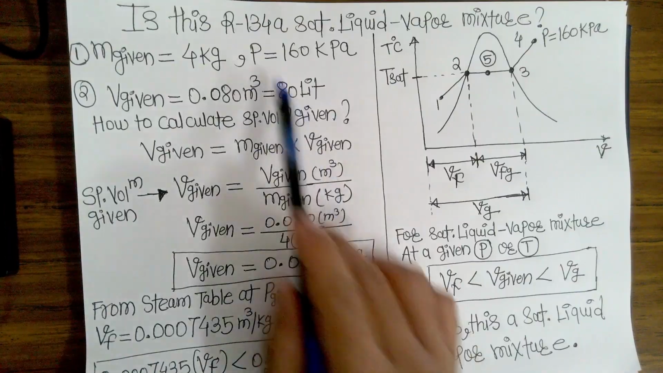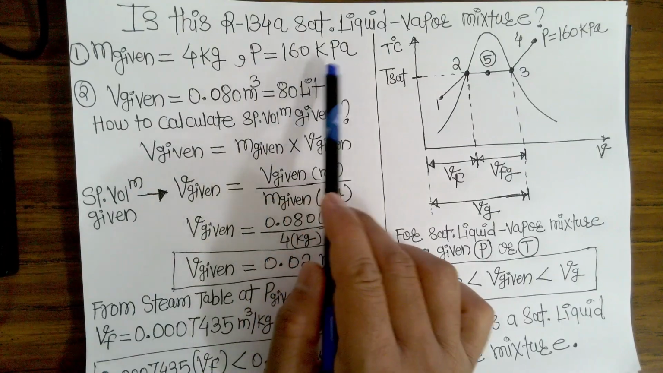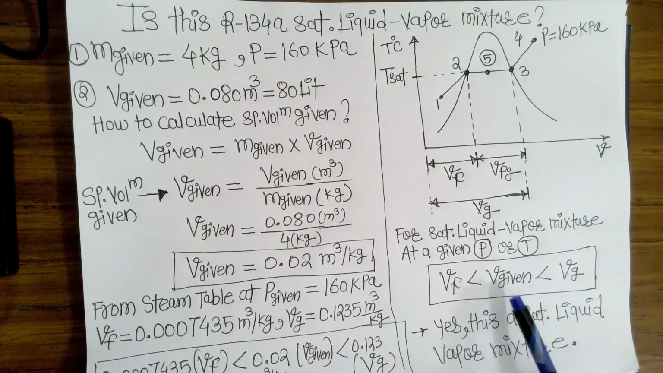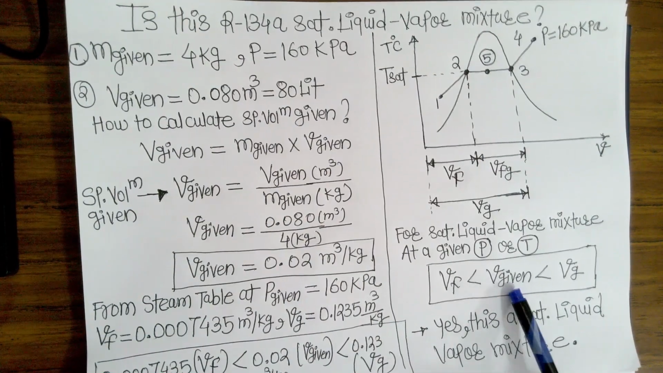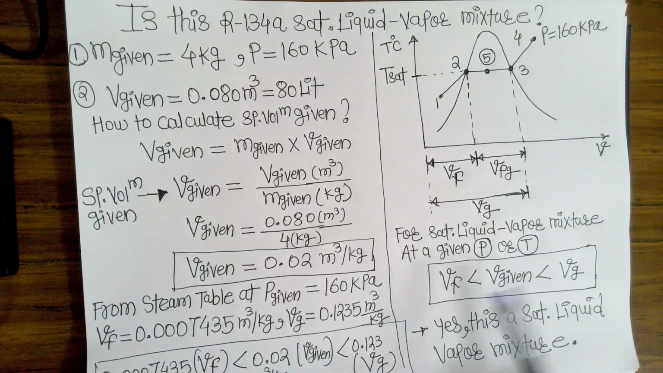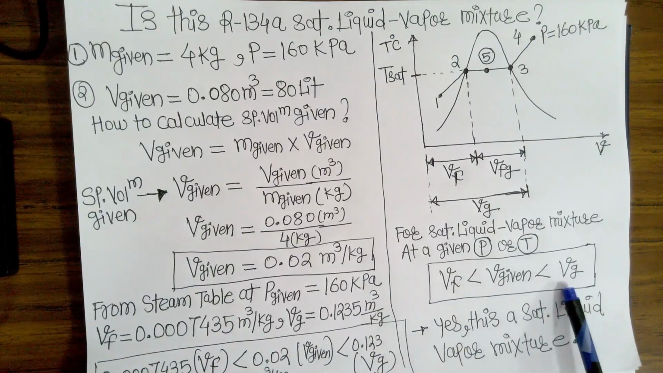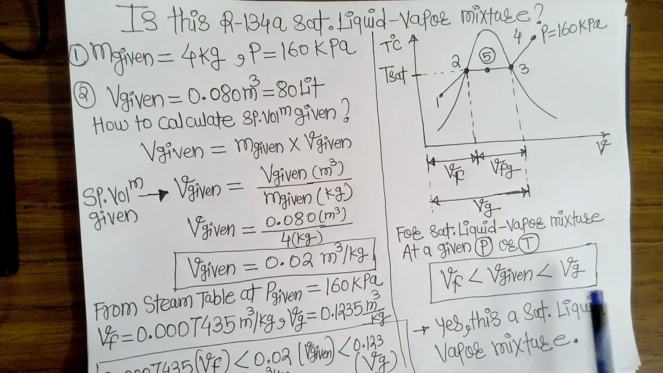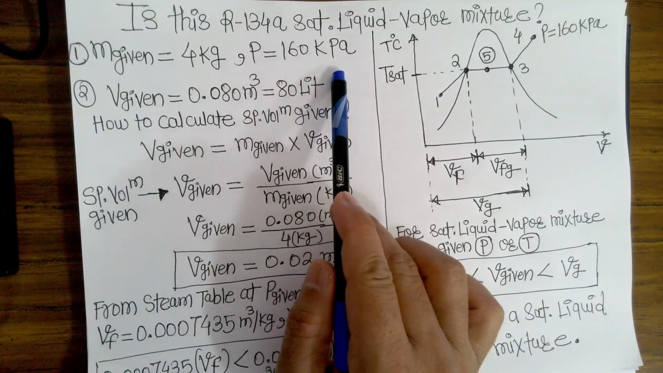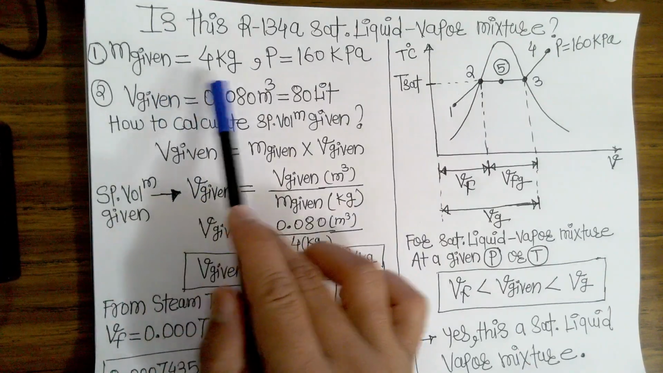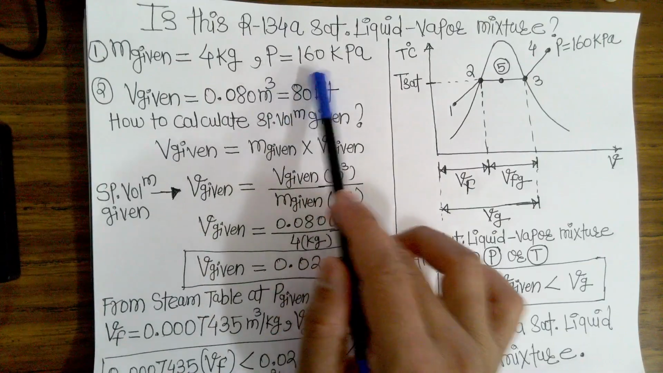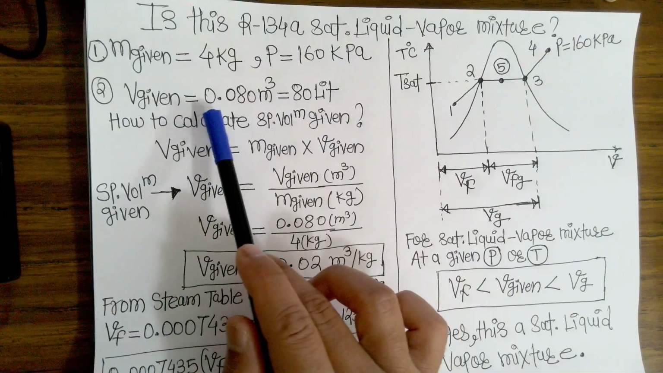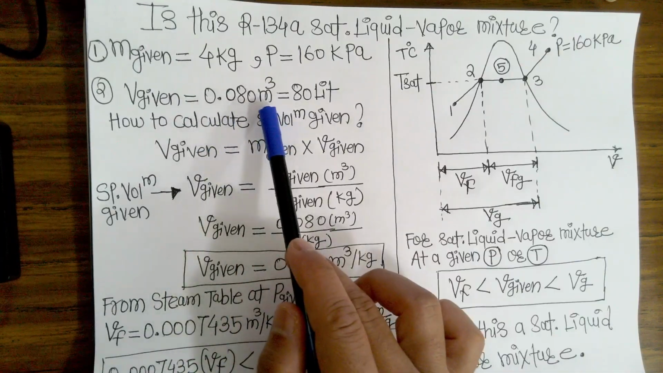So now at the given pressure of 160 kilopascal, I will calculate the specific volume of the refrigerant, and I will compare that specific volume with Vf and Vg. Vf and Vg we can find out from the steam table at 160 kilopascal. So we have the given mass of refrigerant 4 kg, pressure 160 kilopascal, and the given volume is 80 liters, which is 0.08 meter cube.